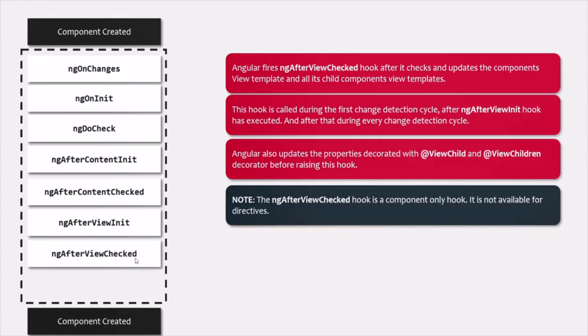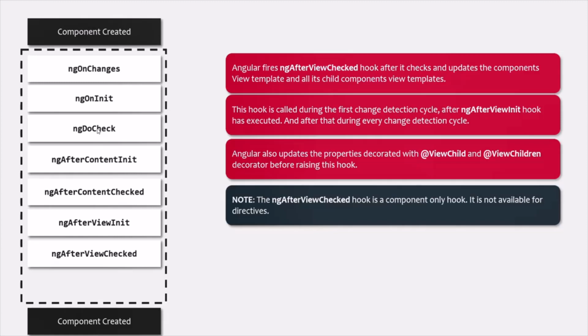Now, some of you might ask that this ngDoCheck lifecycle hook, this ngAfterContentChecked lifecycle hook, and this ngAfterViewChecked lifecycle hook, all these three lifecycle hooks run for each change detection cycle. Then what is the difference between these three lifecycle hooks? Well, keep in mind that this ngDoCheck lifecycle hook will be called for each and every change detection cycle. It will detect the change on any element, content, or view.